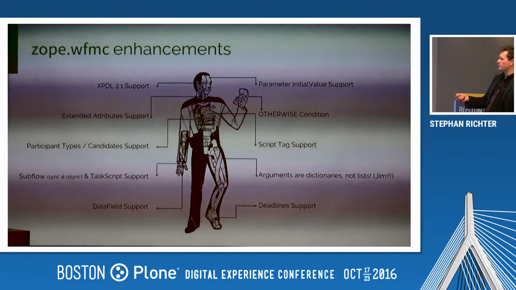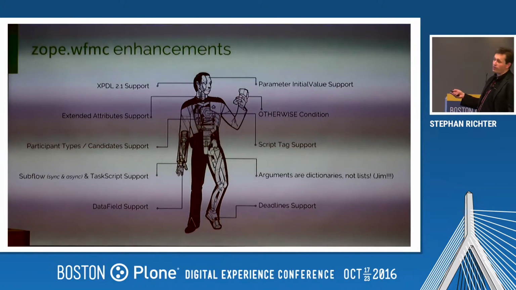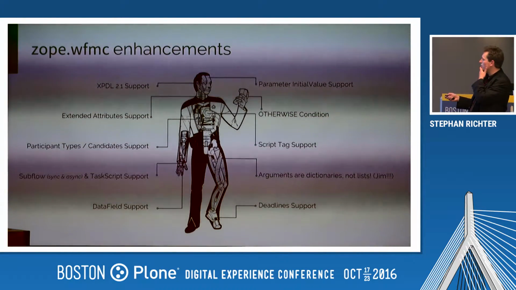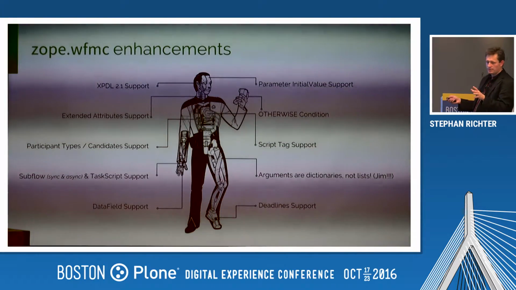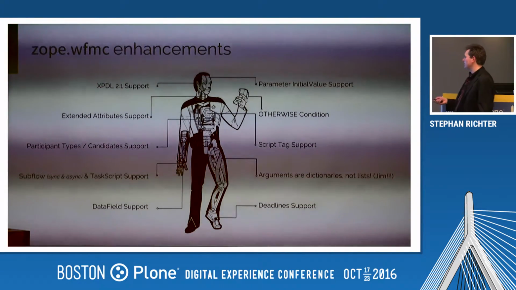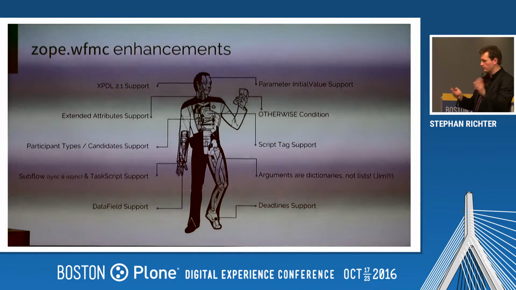Data field support, which gives you data typing. Parameters didn't support initial values. Otherwise conditions, the else case that I showed you. Script tag support, because you can specify on a process what scripting language you're using. And arguments to the activities, because, dang it.